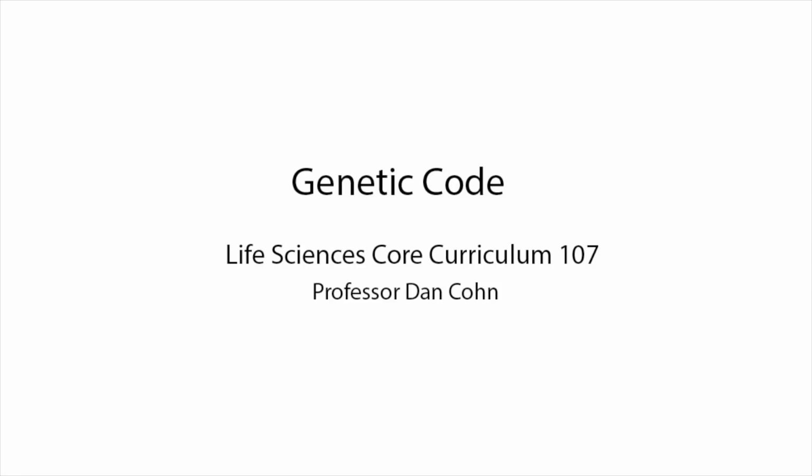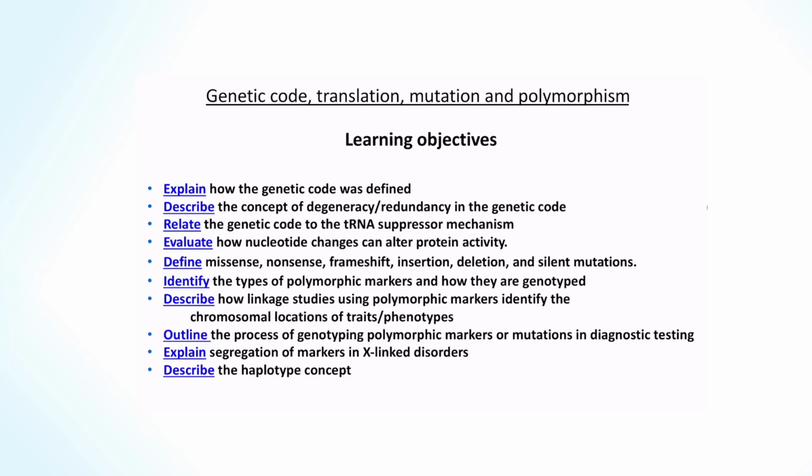In the next two sessions, we will learn about the genetic code, how it was defined, and speculate on how it may have been sculpted by evolution. We will also cover types of mutations, including primary mutations in the coding sequences of genes, and both intragenic and extragenic suppressors of the primary mutations. We'll learn about polymorphic markers and how they can be used to track traits in organisms, including humans, when we don't know what the causal mutations are.